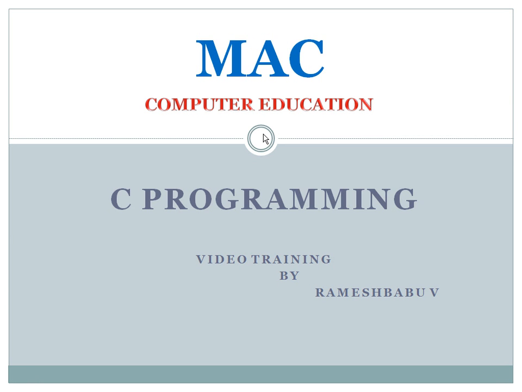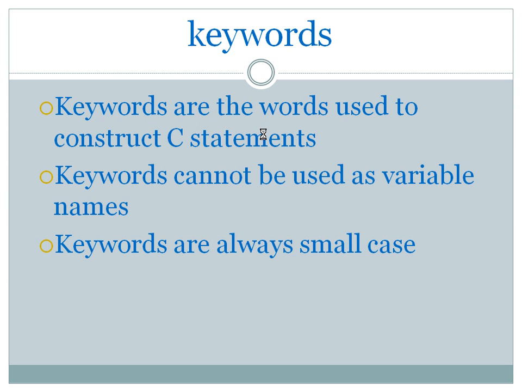So keywords are the words used to construct the C statements. If we want to write a program, we have to use keywords to create the statements, and we have to use more than one statement to create a program. So keywords will help you to construct a C program. C keywords are very important. You have to use all the keywords in proper syntax.